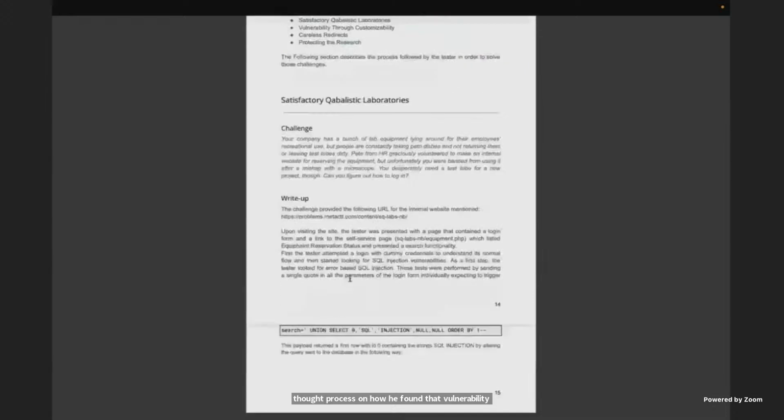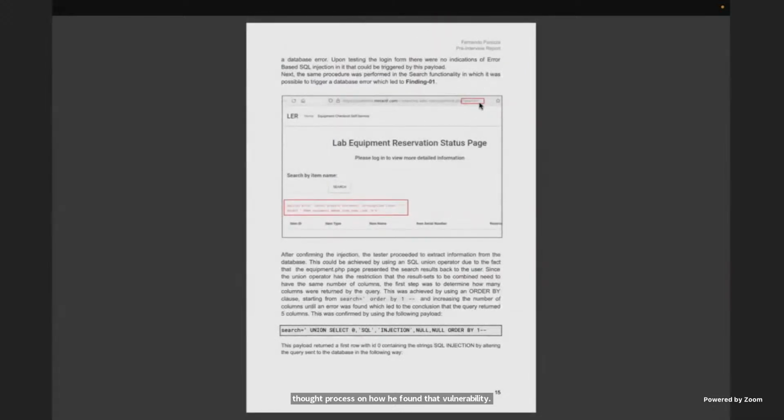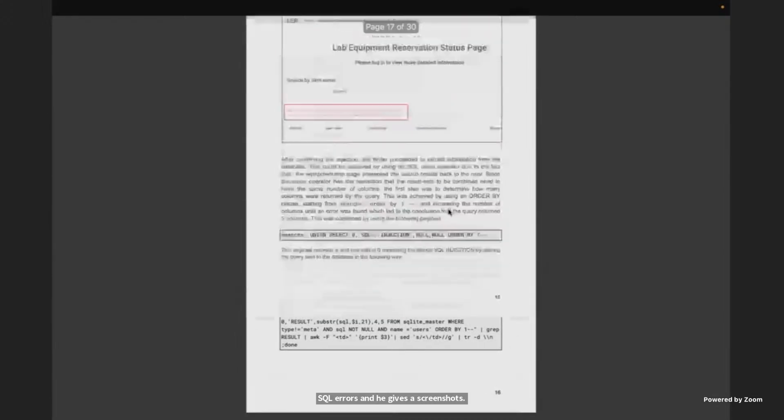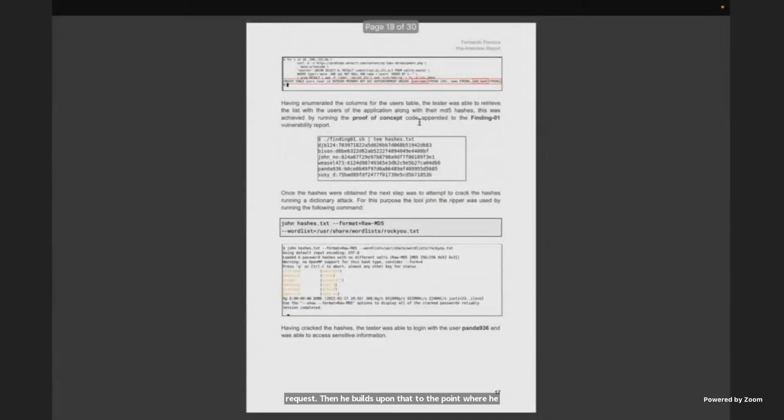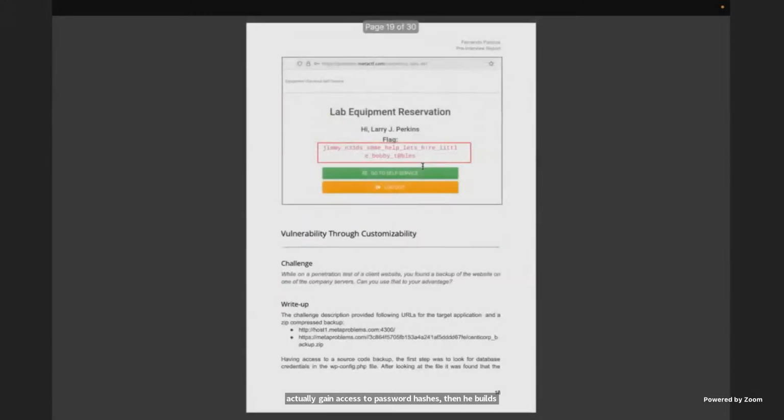So it's going through and saying, I initially found the vulnerability by putting in a single tick and I got SQL errors, and he gives us screenshots. Then he has it so you can copy and paste the actual request. Then he builds upon that to the point where he starts getting the data out of that system. Then he builds upon that and shows how he's able to actually gain access to password hashes. Then he builds upon that and shows how he's able to crack those password hashes as well. So this is important because it's not just saying I used a methodology, but it's documenting your methodology.